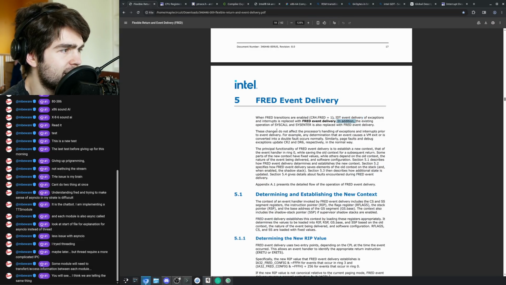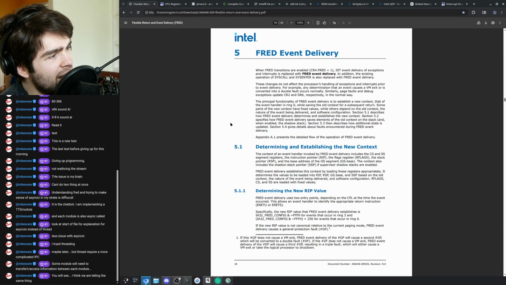In addition, the existing operation of syscall and sysenter is also replaced with the thread event delivery. These changes do not affect the processor handling of exception or interrupts prior to event delivery. For example, any determination that an event caused a VM exit or is converted into a double fault occurs normally. Similarly, a page fault or a debug exception update CR2 and DR6 respectively in the normal way. Okay, I think that what they're saying here is nothing changes.